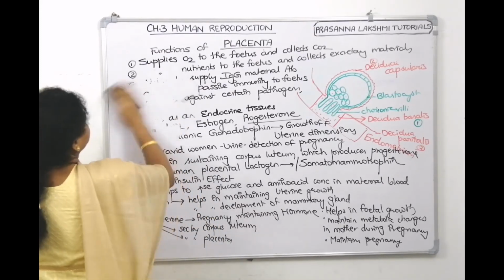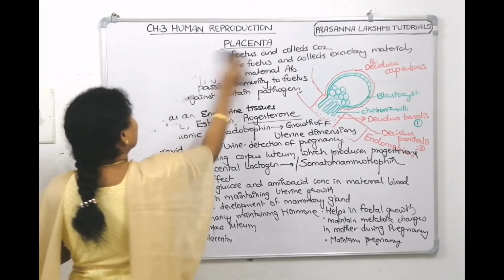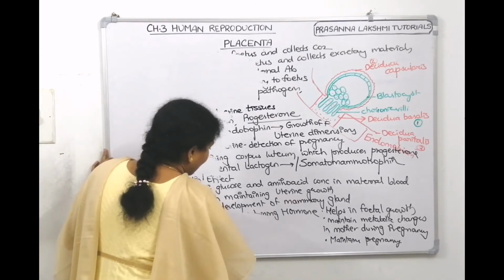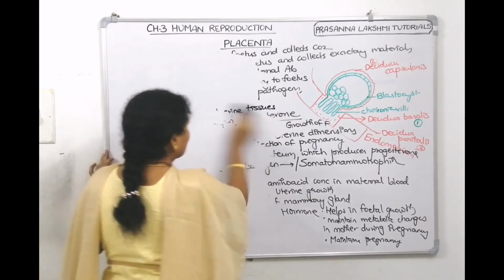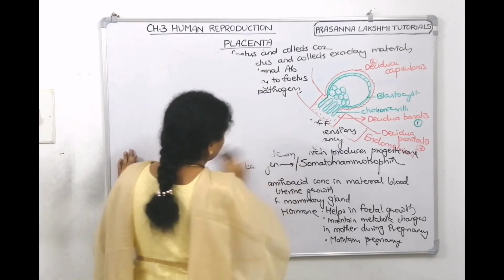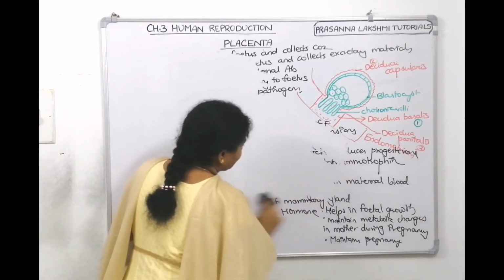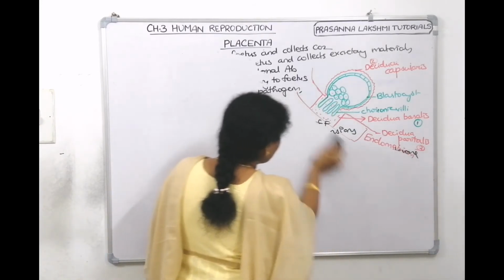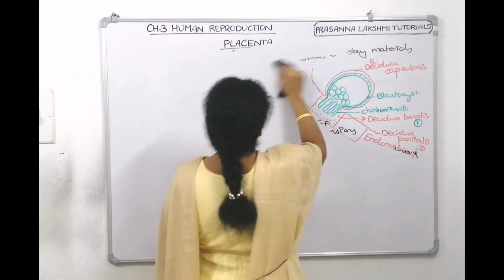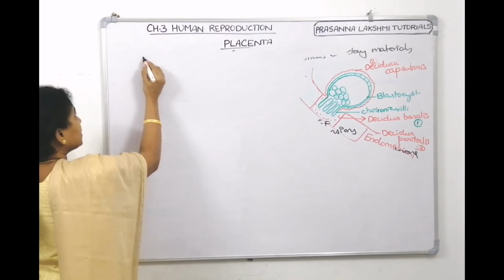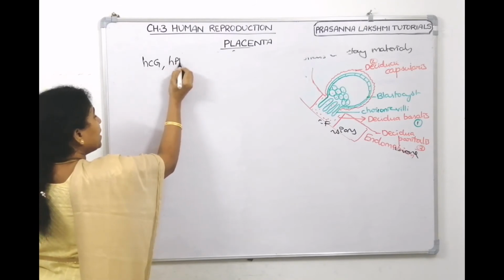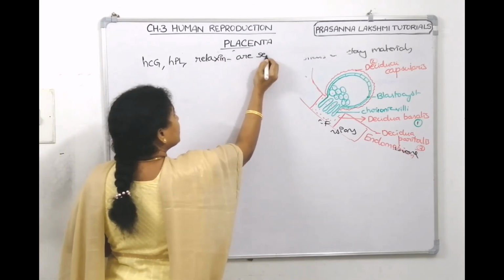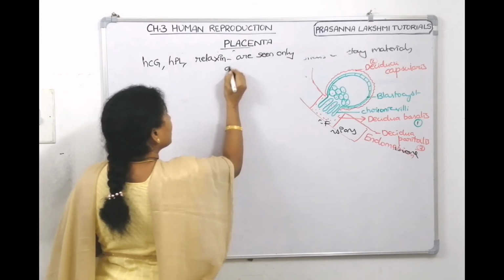So, let us write that. Other hormones, they will increase and they will decrease. But these hormones are seen only during pregnancy. So, in the woman's blood, if HCG hormone is detected, it means the mother is pregnant. It confirms that she is pregnant, right? So, what are those hormones which are seen only at the time of pregnancy? One is HCG, second one is HPL, and third one is relaxin.